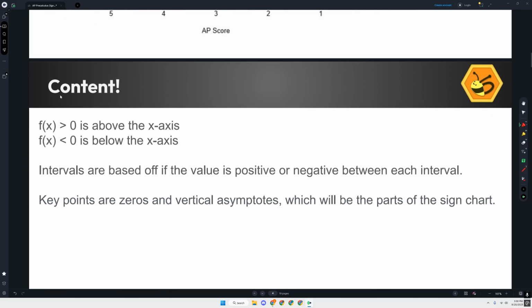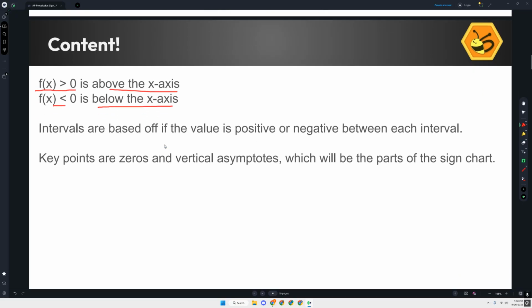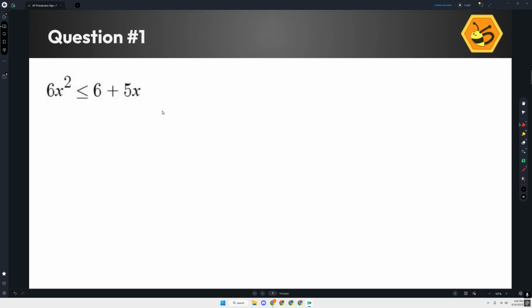The very small content for this lecture is: if you have an inequality and it's greater than, it's above the x-axis, and if it's less than, it's below the x-axis. Intervals are based on whether the value is positive or negative between each interval. Key points that you put on your interval are zeros and vertical asymptotes, which will be the parts of your sign chart. So for this first one, try to solve it.